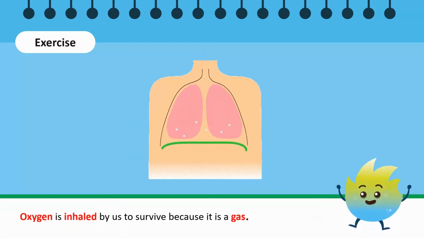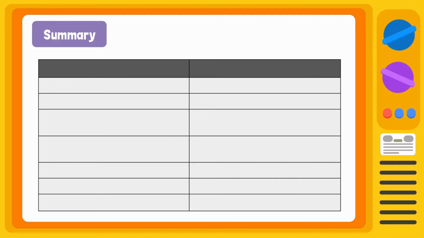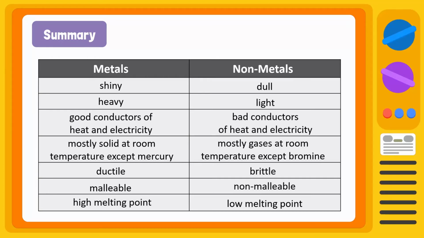Oxygen is inhaled by us to survive because it is a gas. Let's summarize what we have learned today. Scientists sort elements into two large categories of metals and non-metals based on their properties. Metal and non-metals generally have different physical properties. This table summarizes the properties of metals and non-metals.